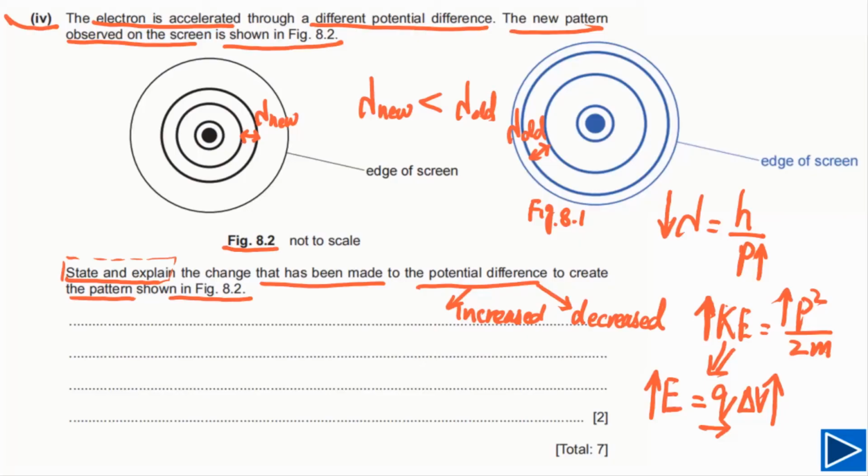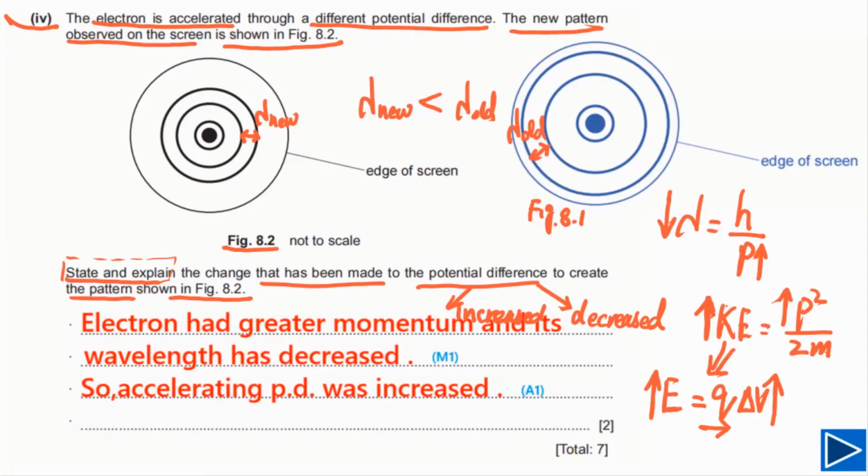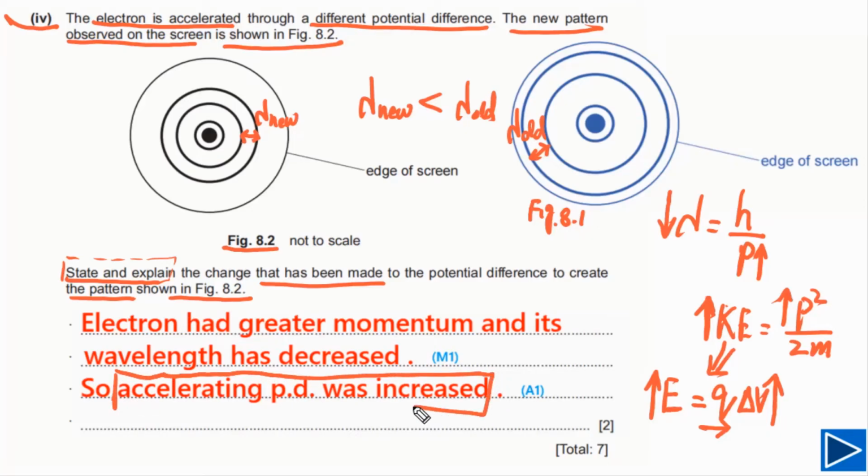Let me show you how you can write down the answer for this question. The first thing you need to do is state. Simply state: accelerating potential difference has been increased. And then you need to explain this. So you will say the wavelength has been decreased, so the momentum of the electron has increased. Simply you can say the electron has greater momentum.